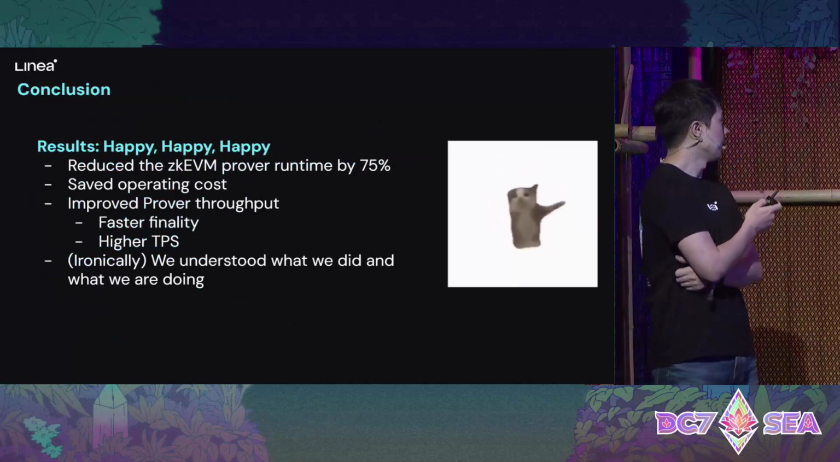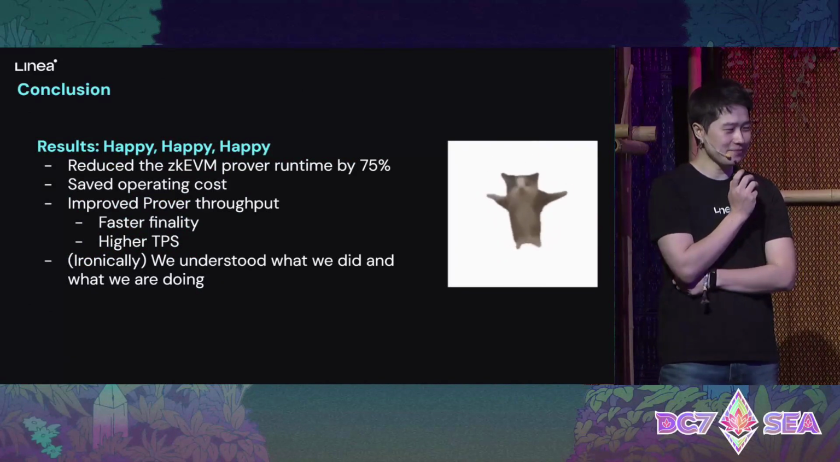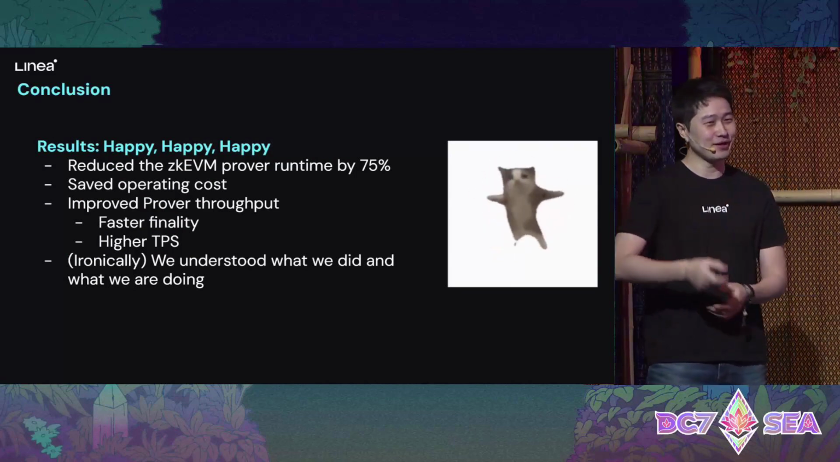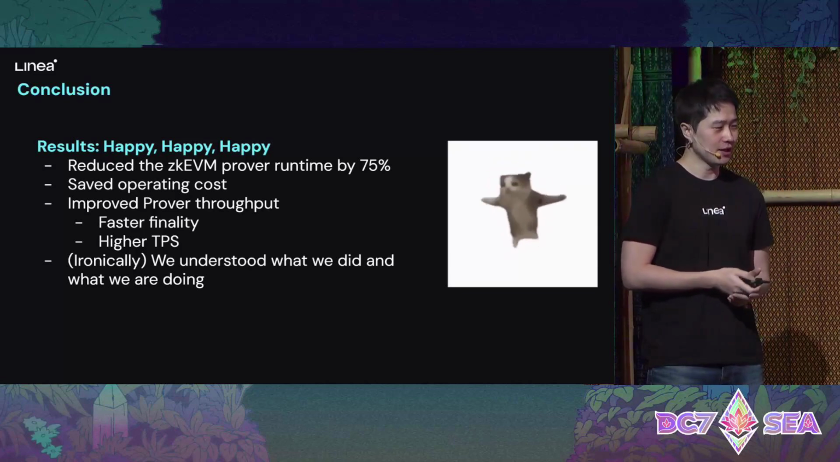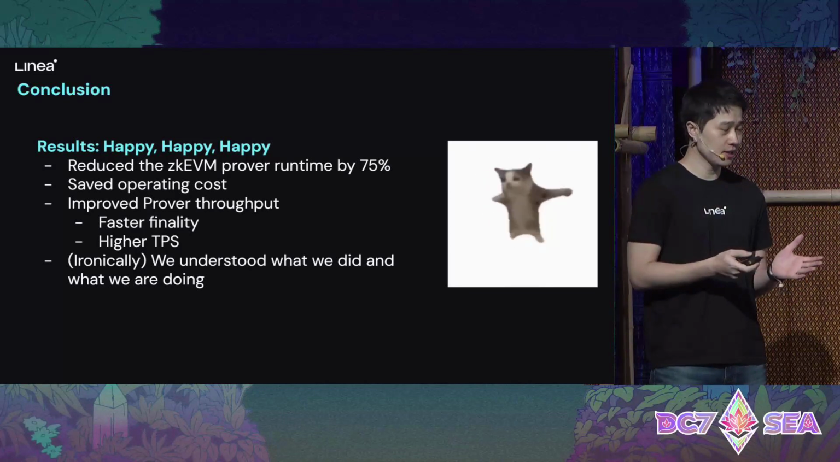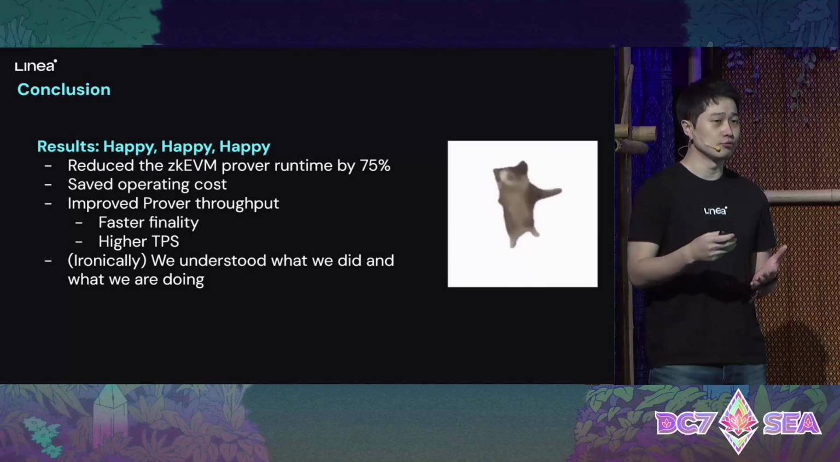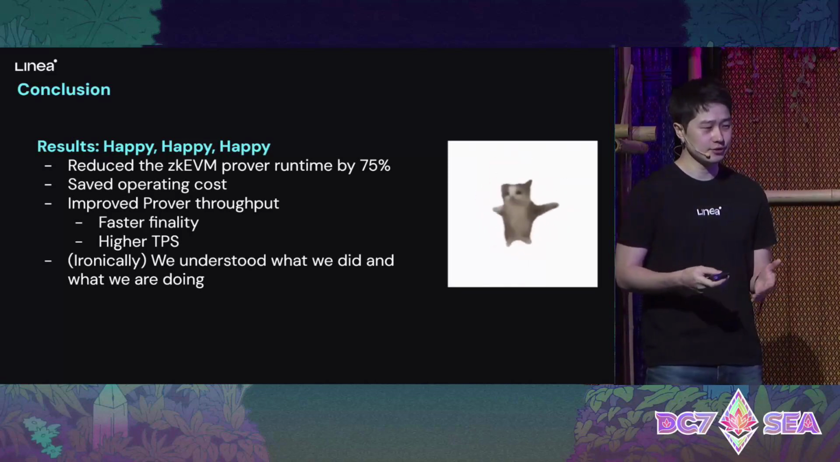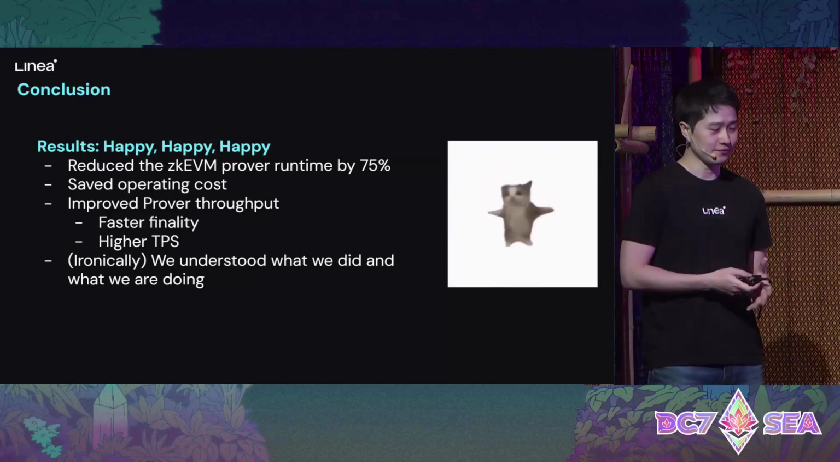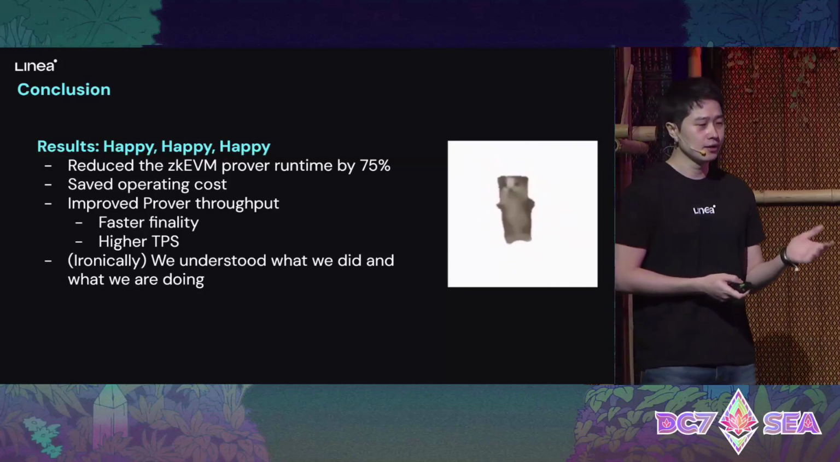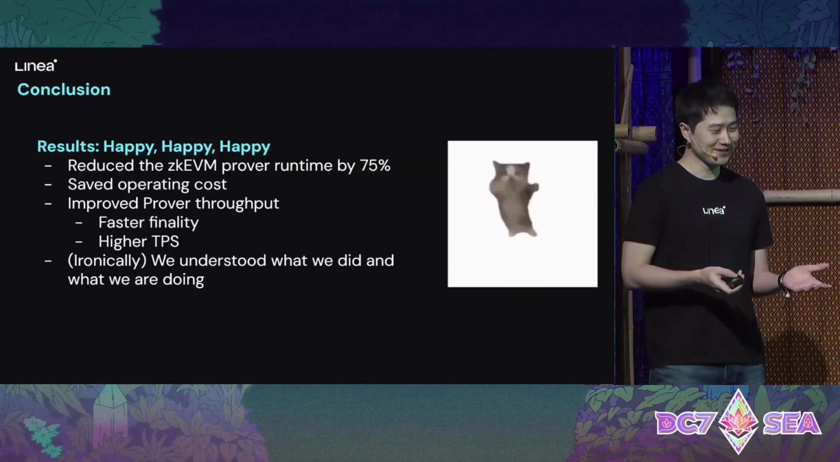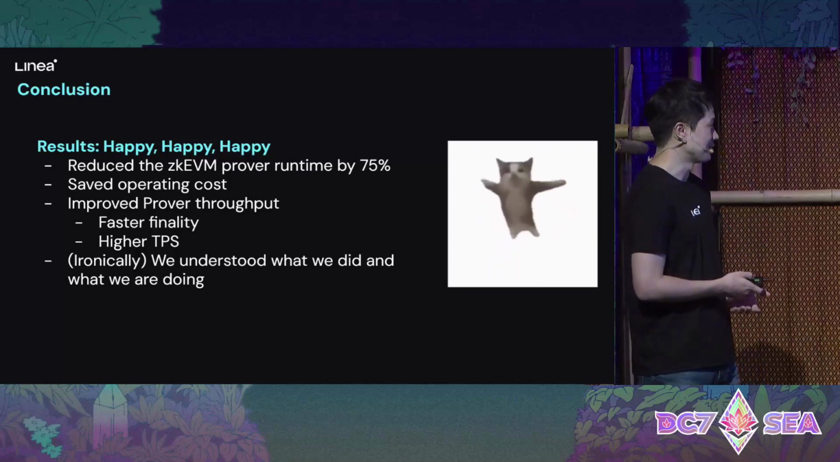So let's conclude the talk. The result: we were so happy, yeah. We reduced the ZK-EVM proof runtime by 75%, which is good. And we saved a lot of operating costs. And not only saving the operating cost, we reinvested that into our previous system. So we increased the finality speed and also got higher TPS. And ironically, we were able to understand what we did and what we built and what we are doing, which is, I think, the most important one.